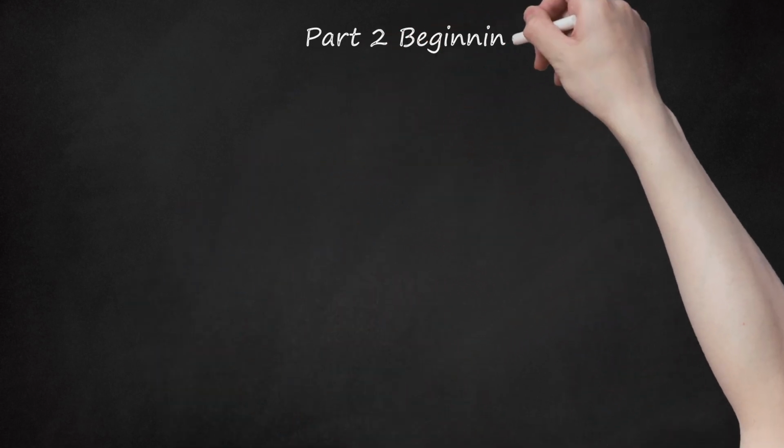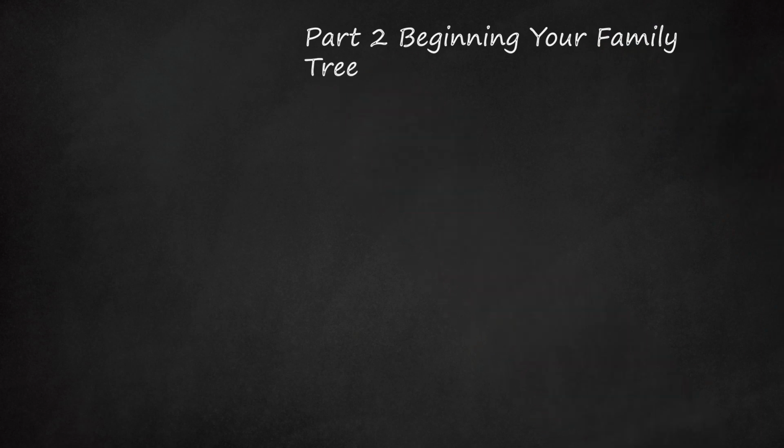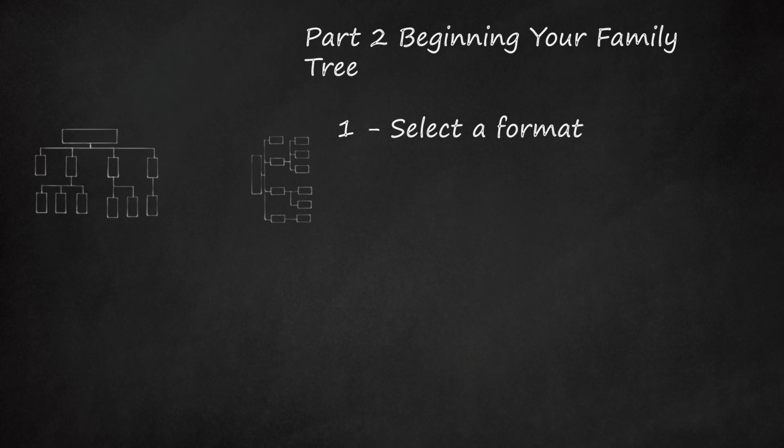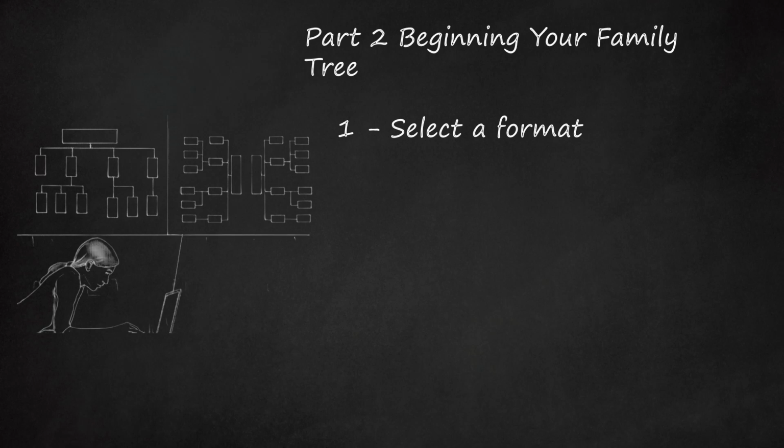Part 2. Beginning your family tree. 1. Select a format. When you have all of your sources together, you'll want to look at how to best present your family tree. Some vertical or standard options feature the familiar chart type designs you see in printed family tree documents. Other styles like an hourglass, bow tie or fan format make a family tree document look different. The format you use will depend on how far back you wish to go and what kind of information you want to include.